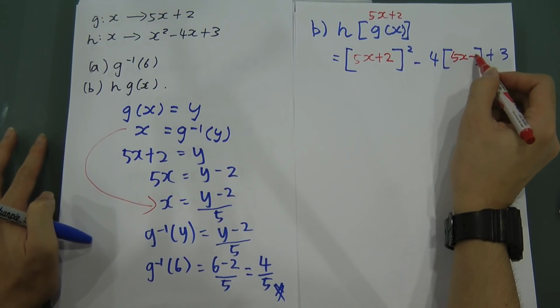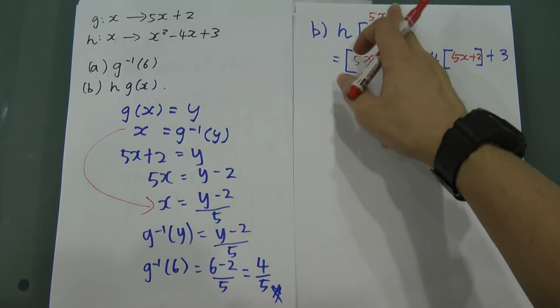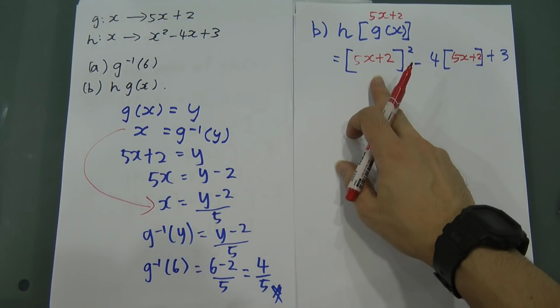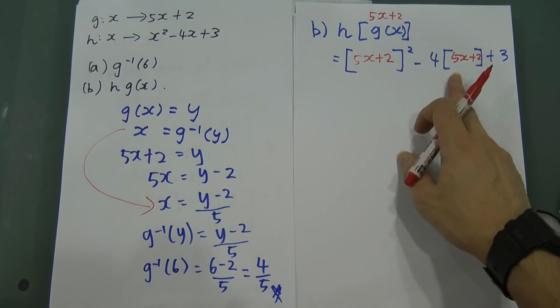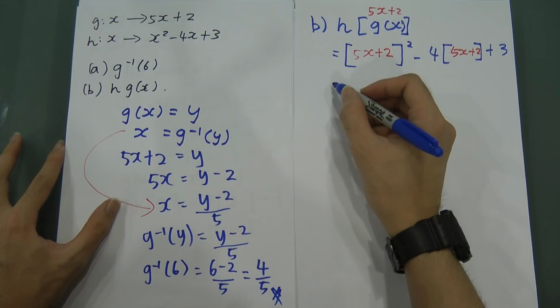5x plus 2. Okay, because h(g(x)) means g(x) is 5x plus 2. So all the x I will change to 5x plus 2. Then, okay, start to do (5x plus 2) squared.